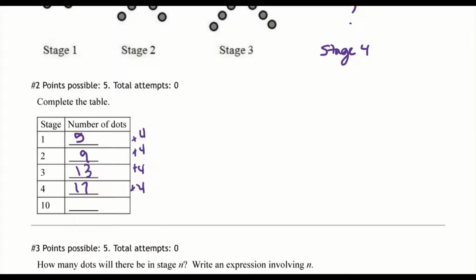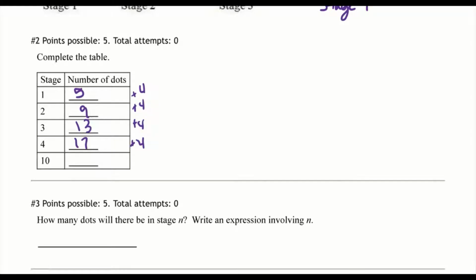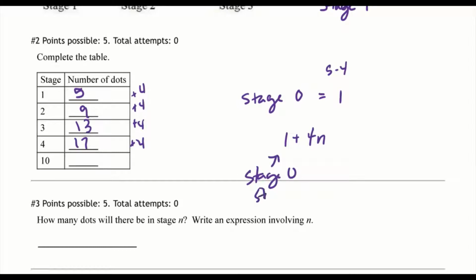Now the way I do it is I try and get the expression before I get to stage 10. Some of you might want to do stage 10 before you write the expression. So you always want to figure out what stage 0 is, what happens at the very beginning. Since I'm increasing by 4, I want to go back by 4. So then my start was 1, my stage 0, and then I'm adding 4 each time, so that's going to be a plus 4n.